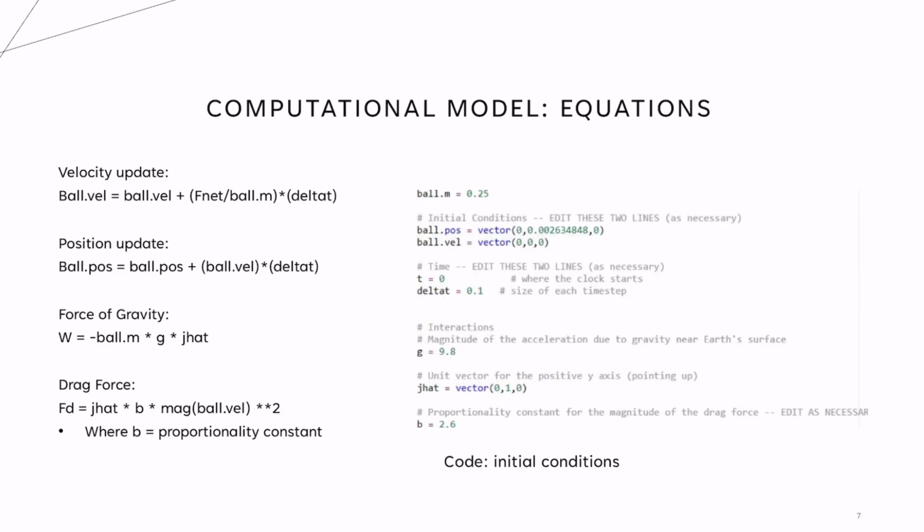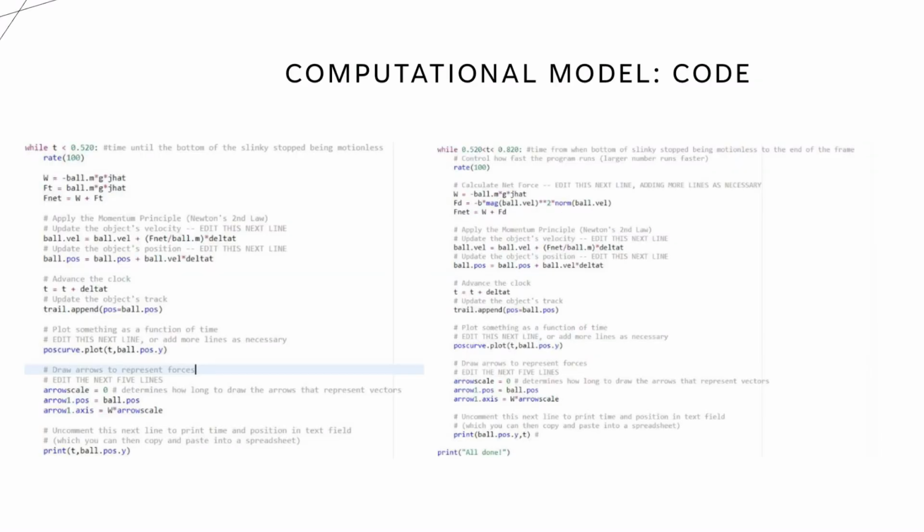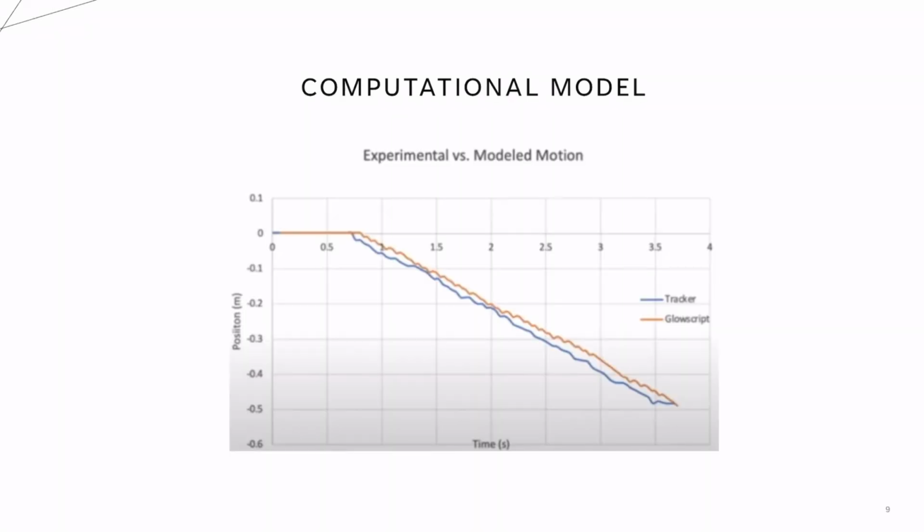And then for the computational model, you can see here the velocity update and position update formulas, the code used, as well as the force of gravity equation and drag force. And then on the right, you can see the picture of the code. This just sets all the initial conditions. And then here I have the actual code to generate the model as the slinky fell.